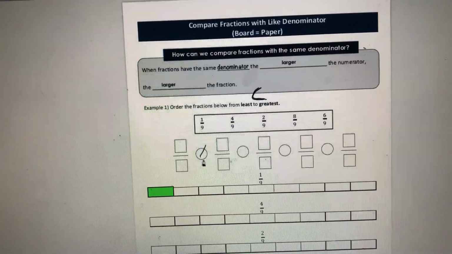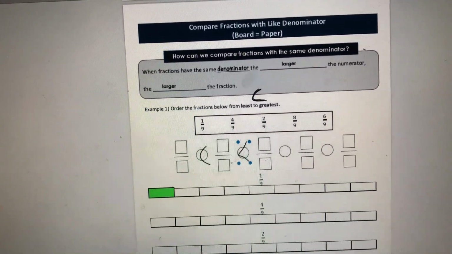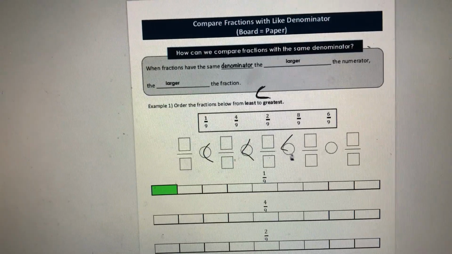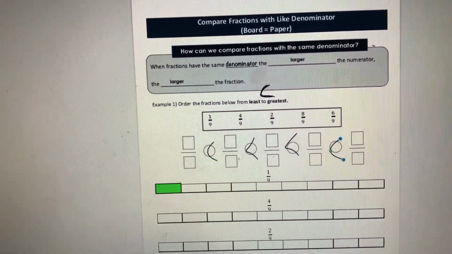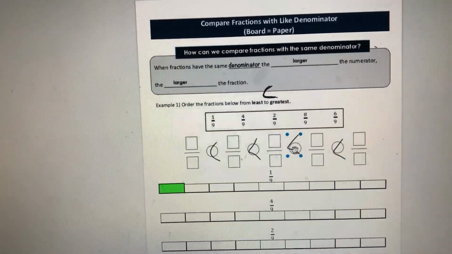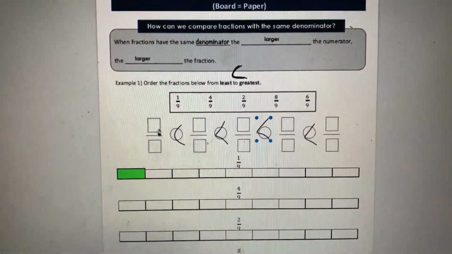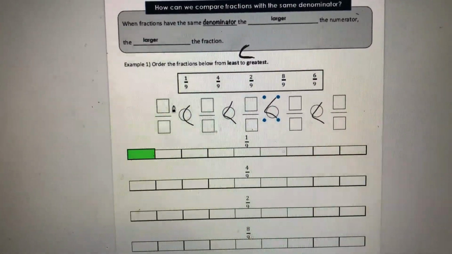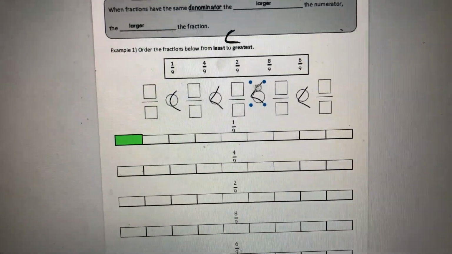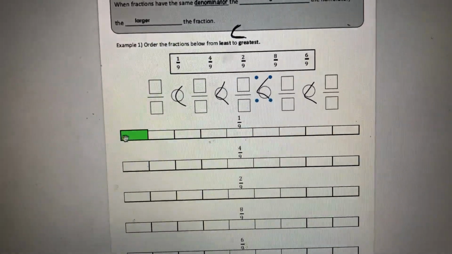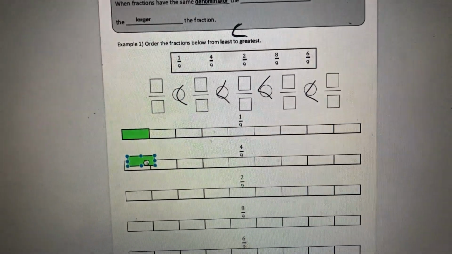And I'm going to fill that in first before I even put any numbers in. I'm going to fill that in on every single part of my inequality symbol. Here, here, and here. The gator always eats the greater. Now I'm going to use my bar models here to help me understand which fractions are greater. Some of us may remember from earlier and from last week. I filled in 1/9 here.